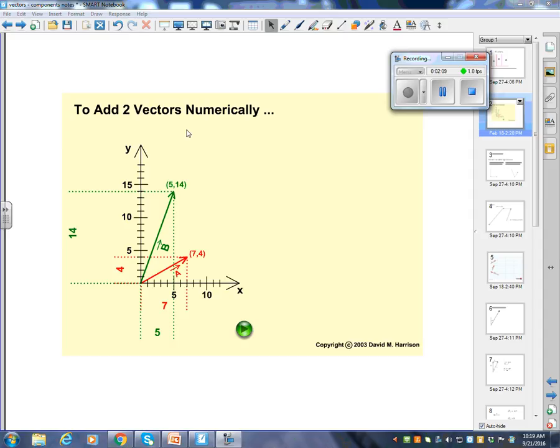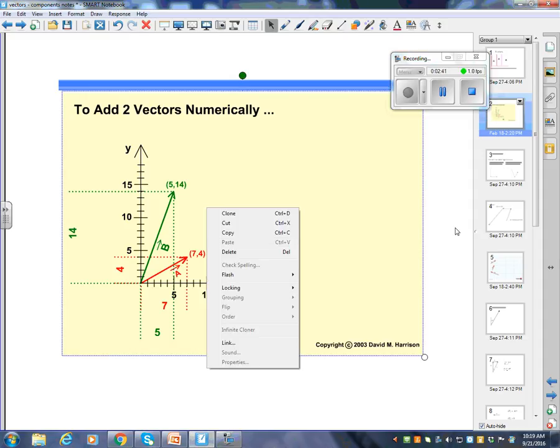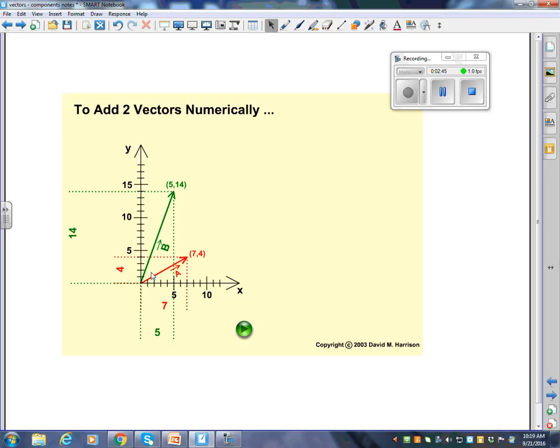To add two vectors numerically, here's vector A. It's in red. A vector can also be represented by a coordinate pair, two numbers, an x and a y, like 6 east and 30 north. Remember that stuff? But that distance can be represented by an x and a y component. So what is the x component here of the red? 7 and 4. Whatever this value is, you can figure it out: 7 squared plus 4 squared, so 49 plus 36, which is 85. The square root of 85 is about 8.3.